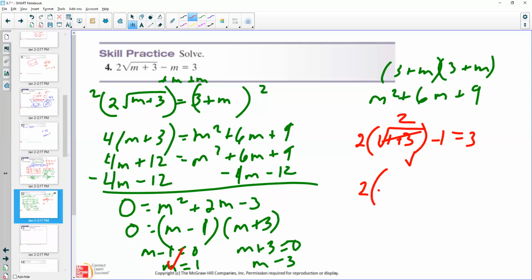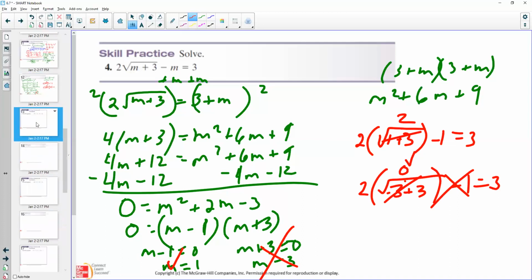2 radical negative 3 plus 3 minus 1 equals 3. Let's see. Negative 3 plus 3 is 0. Square root of 0 is 0. 2 times 0 is 0. 0 minus 1 is minus 1. That doesn't work. All right, so only one solution works here. All right, let's try another.